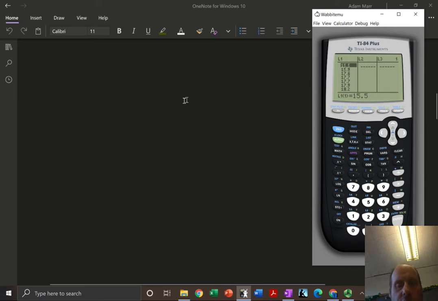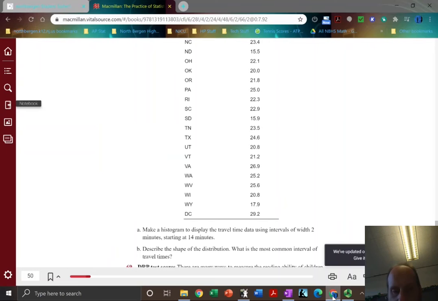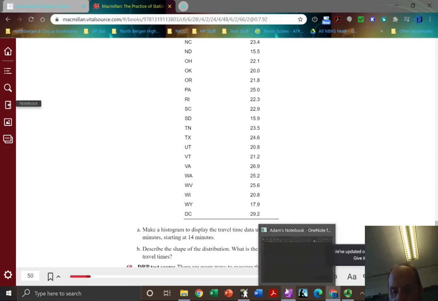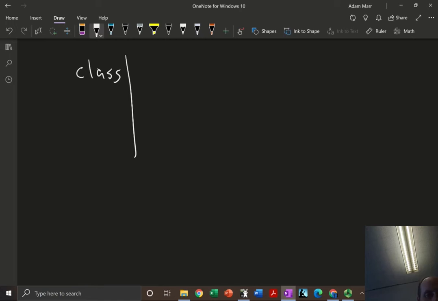So what we want to do right here is, remember, we're making a histogram to display the travel time data using intervals of width 2 minutes starting at 14. Okay, starting at 14 minutes. So what they actually give this to us, so that's good. So we're starting out right here. We're going to make our frequency data. We'll go frequency table. Sorry, class and frequency is what we're talking about right here.